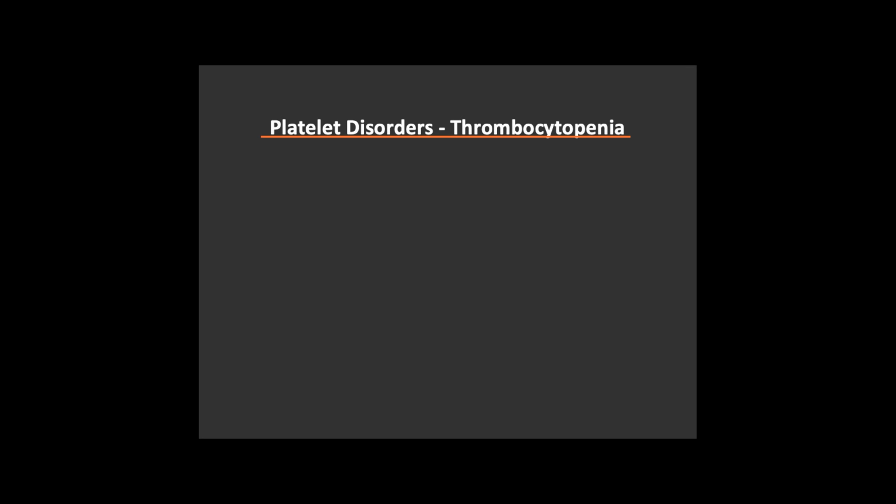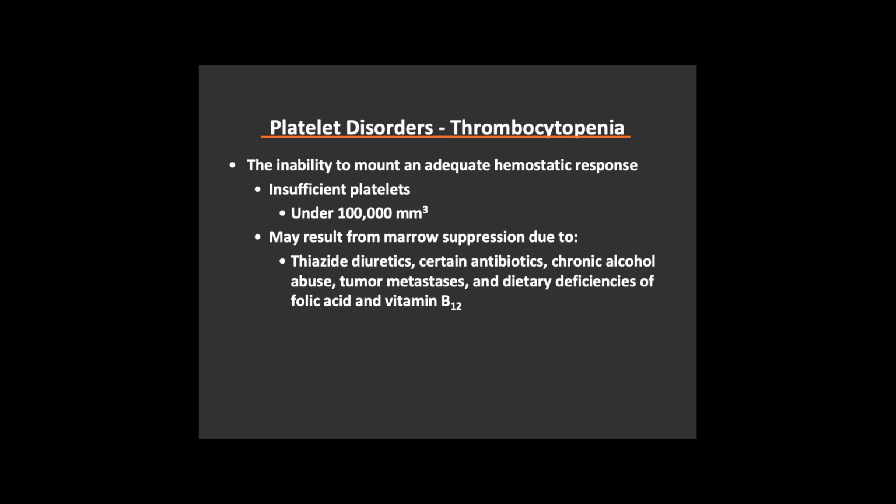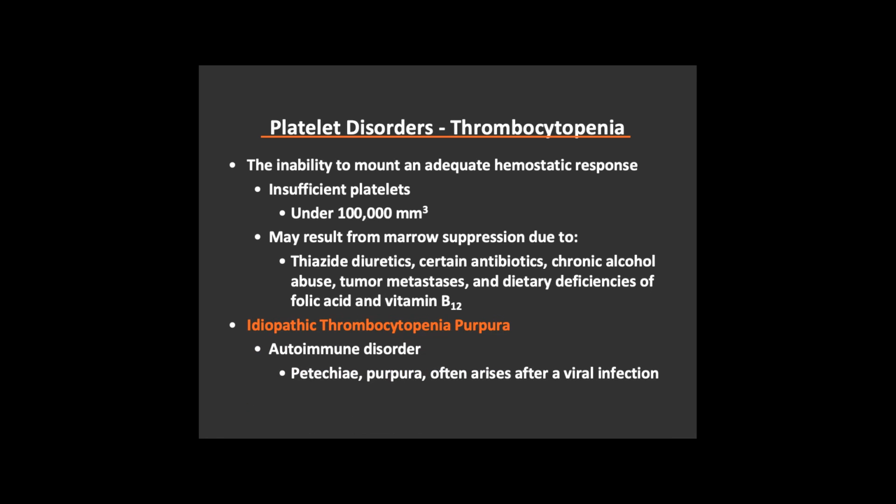So there are some disorders of platelets. One is thrombocytopenia, and this is the inability to mount an adequate hemostatic response. So you have insufficient levels of platelets, under 100,000 per cubic millimeter, and it may result from suppression of the bone marrow due to certain medications like thiazide diuretics and antibiotics, but also chronic alcohol abuse, tumors, and then even dietary deficiencies of folic acid and vitamin B12 can cause thrombocytopenia.